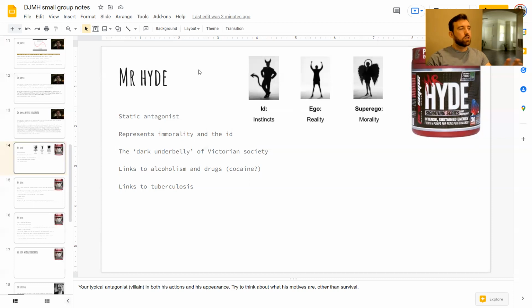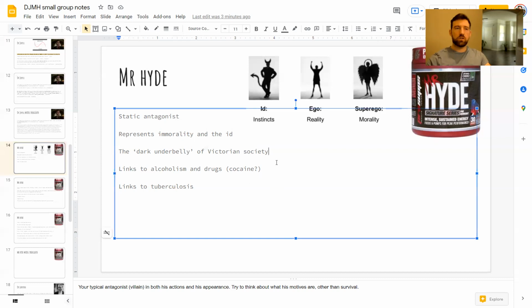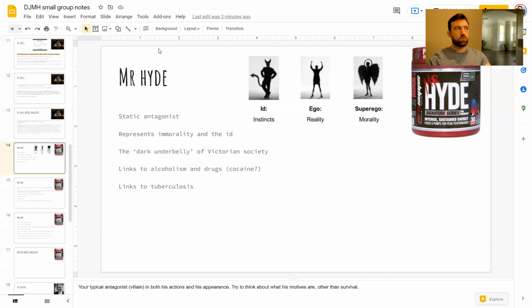Basically, you could say that he's sort of the dark underbelly of Victorian society. So a lot of Victorian gentlemen would have had these addictions and habits and vices, but you wouldn't have really known about it or talked too much about it in Victorian society, because obviously a Victorian gentleman's entire life was based upon his reputation, effectively. And it's interesting because Mr. Hyde doesn't really care about this, but Dr. Jekyll clearly does.